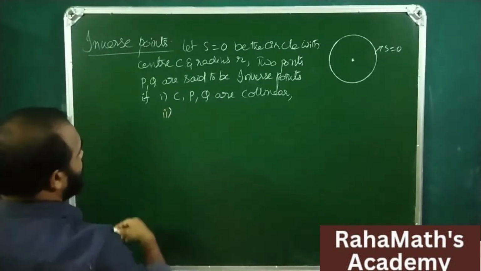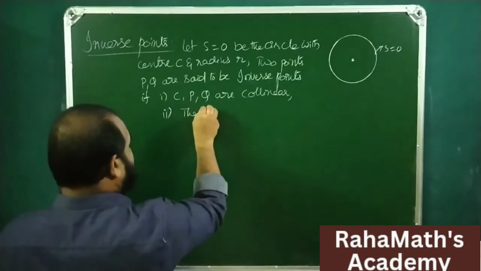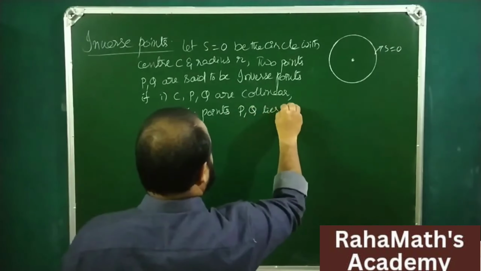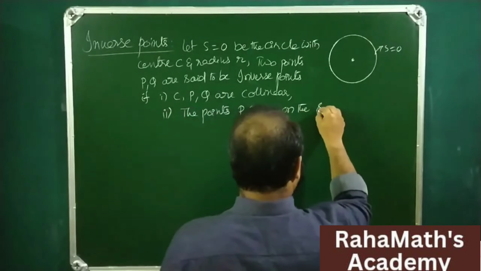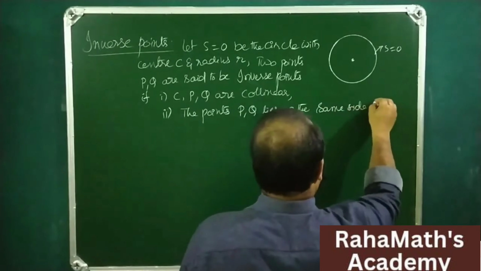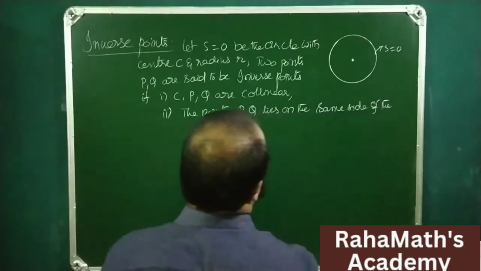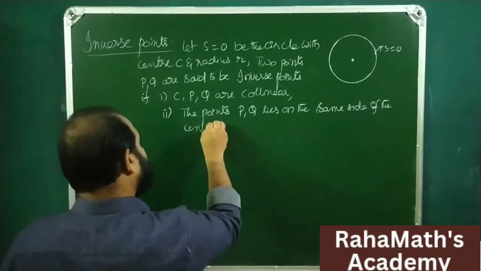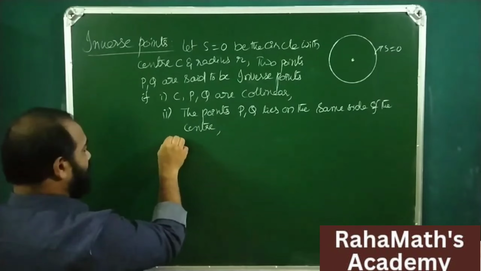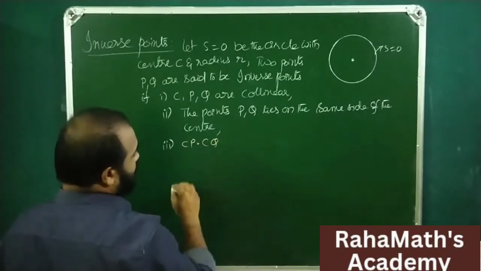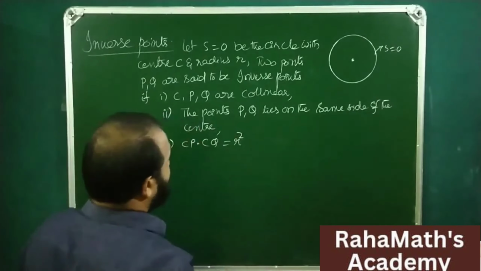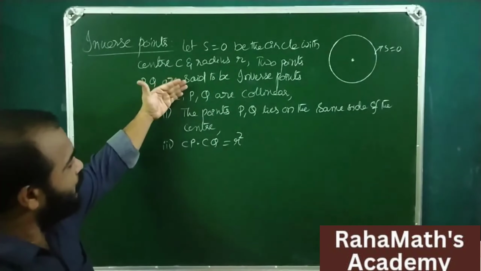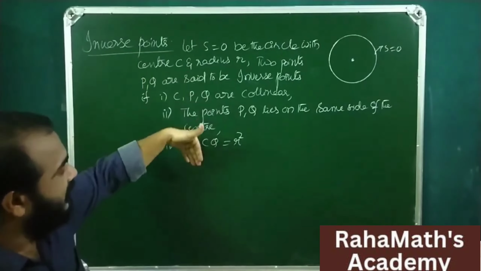Second, the points C, P, Q lie on the same side of the center. And third, CP into CQ is equal to R square. So for the two points to be inverse points, they have to satisfy all these three conditions.